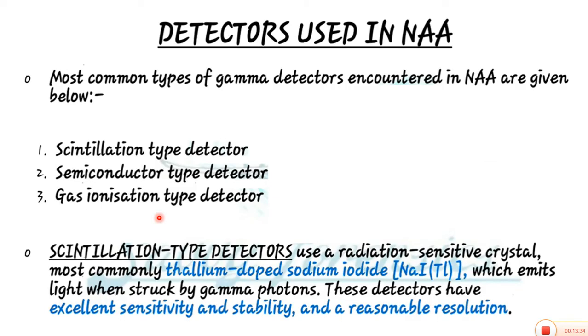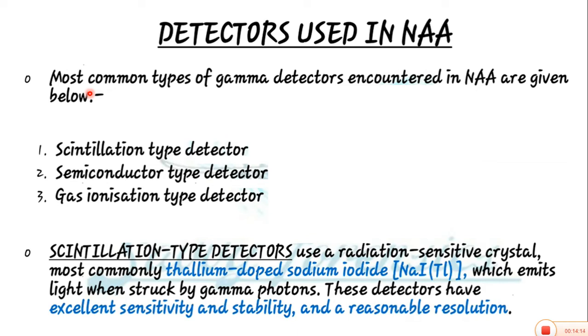The third thing is the detector used in neutron activation analysis. What type of detector are we using in neutron activation analysis? You should keep in mind what we are actually going to measure, and then we will decide what type of detector to use. When we bombard the target material with neutrons, the target element gets activated and destabilized, and in order to become stabilized, it emits radiation in the form of gamma radiation.